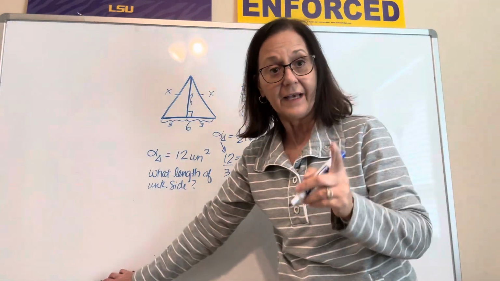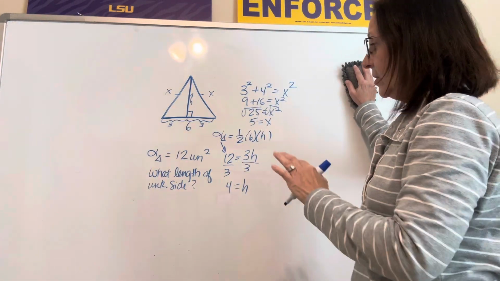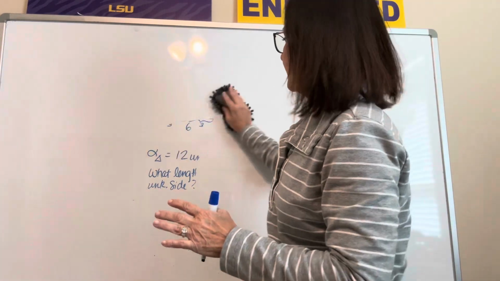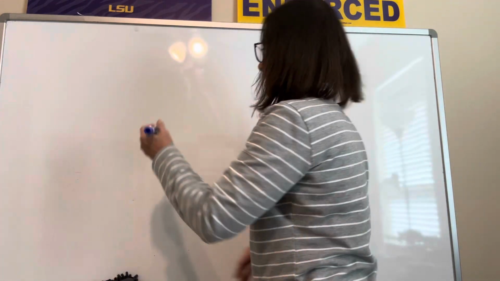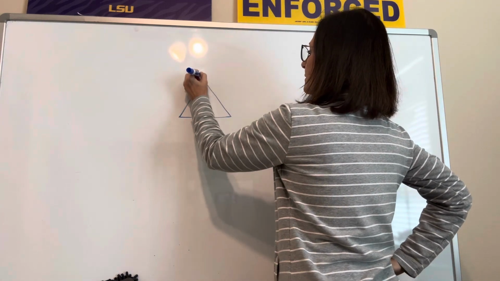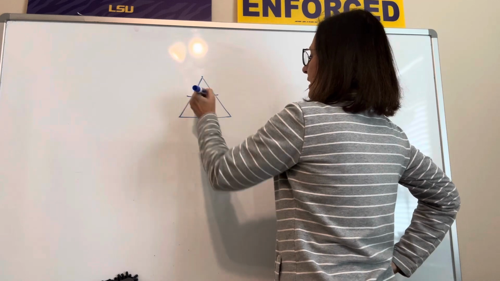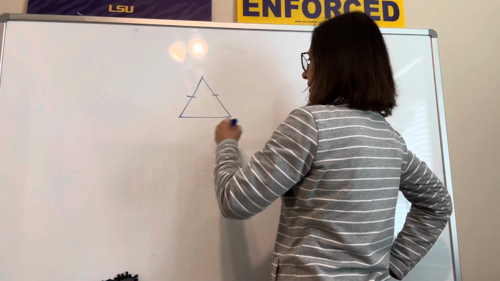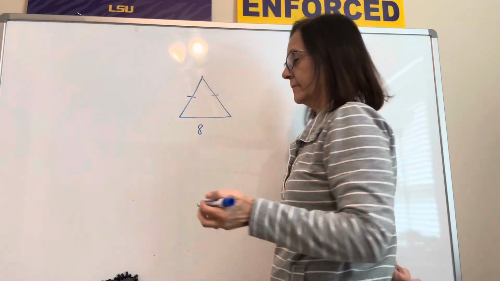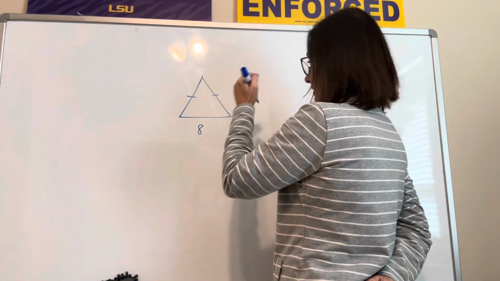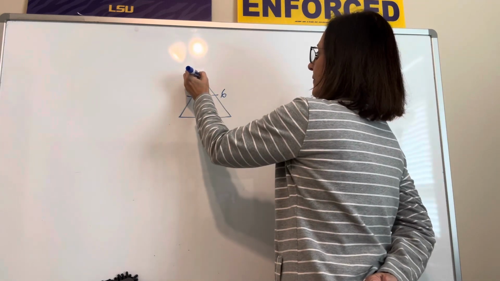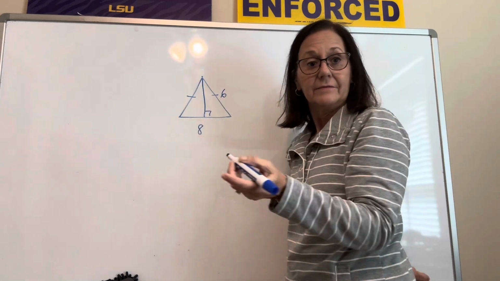All right, what if, this all really deals with chapter 9. All right, area. What if I gave you an isosceles triangle? All right, that's the isosceles. And I told you the base is 8. And I told you the length of the side is 6. Could you calculate the area?